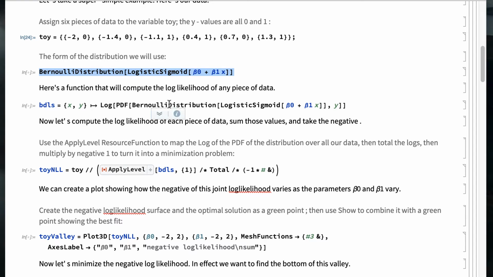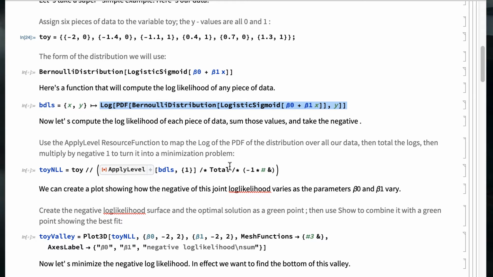So what we want to do is take a data point, apply our logistic sigmoid to it, then take the PDF of a Bernoulli distribution with that logistic sigmoid parameter, and take the PDF of it for y. We're trying to figure out the likelihood, given a Bernoulli distribution with this parameter, that we will get y. And then, for reasons that we've talked about, it's often convenient, instead of computing this likelihood, to compute the log likelihood. So we'll call this function BDLS, for Bernoulli distribution logistic sigmoid.